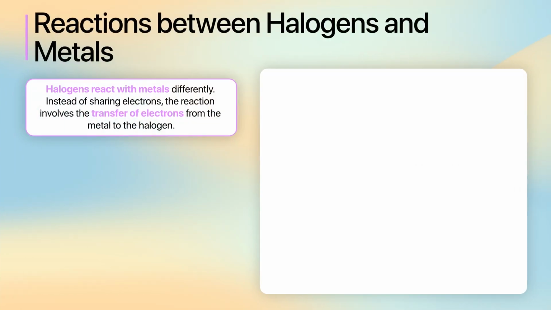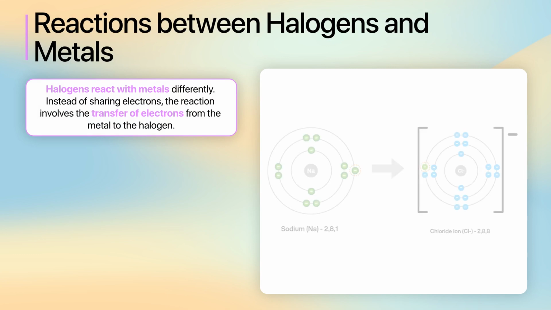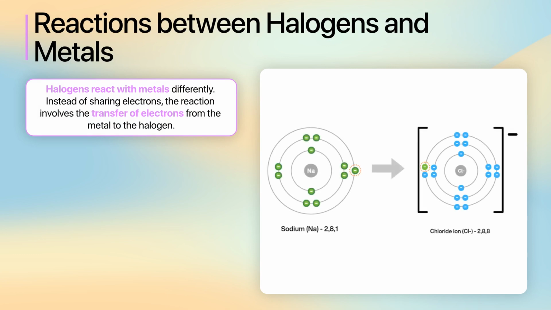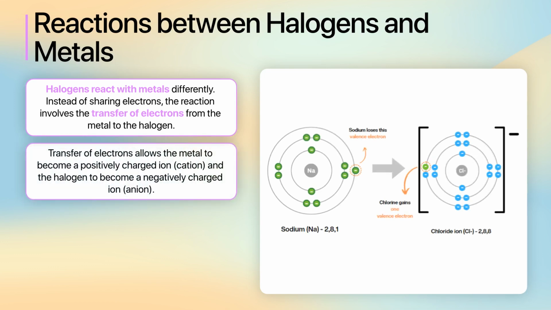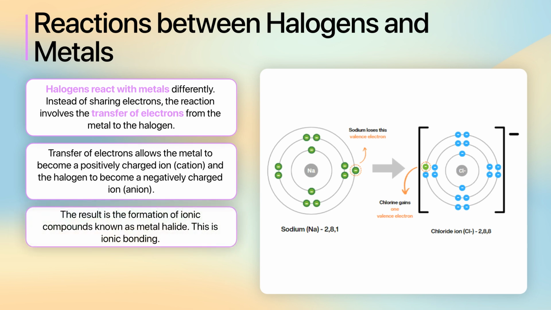Halogens react with metals in a different manner. Instead of sharing electrons, the reaction involves the transfer of electrons from the metal to the halogen. This transfer of electrons allows the metal to become a positively charged ion and the halogen to become a negatively charged ion. The result is the formation of ionic compounds known as metal halides. Again, we'll look at ionic bonding in much more detail in a later unit.